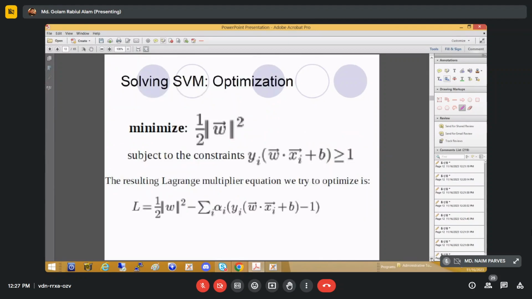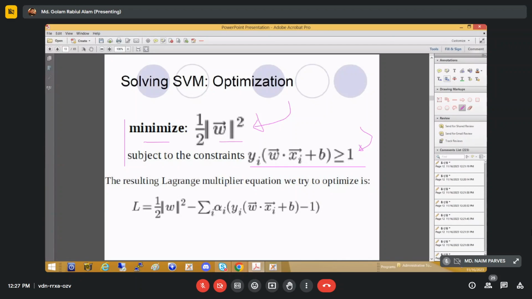So in optimization form, we can write: minimize 1/2 the norm of W, subject to constraints, such that this condition holds. Now what can we write? At first, we can form the Lagrangian equation based on these two. This is called the objective function, and this is called our constraint.